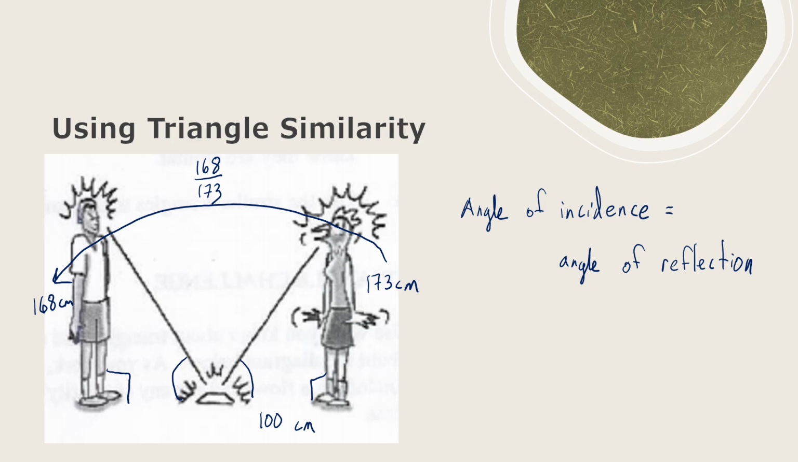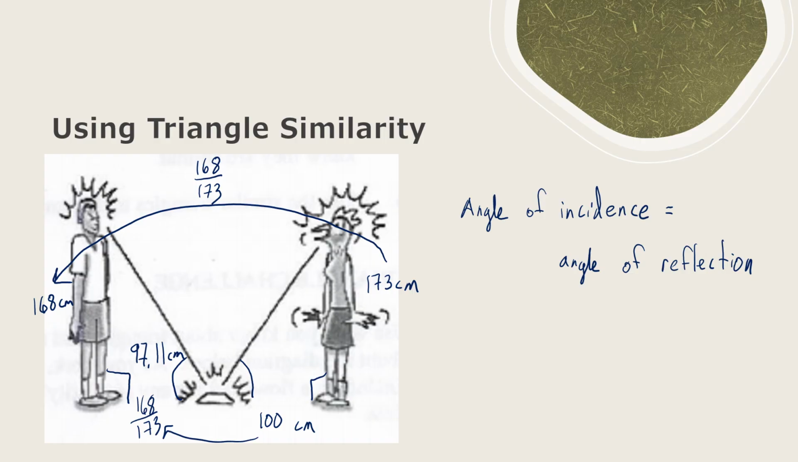So I'm going to do the same on a calculator to that 100. I'm going to take 100 and multiply it by 168 over 173. So let's see, what is that? 100 times 168 over 173, and it ends up being about 97.11 centimeters.